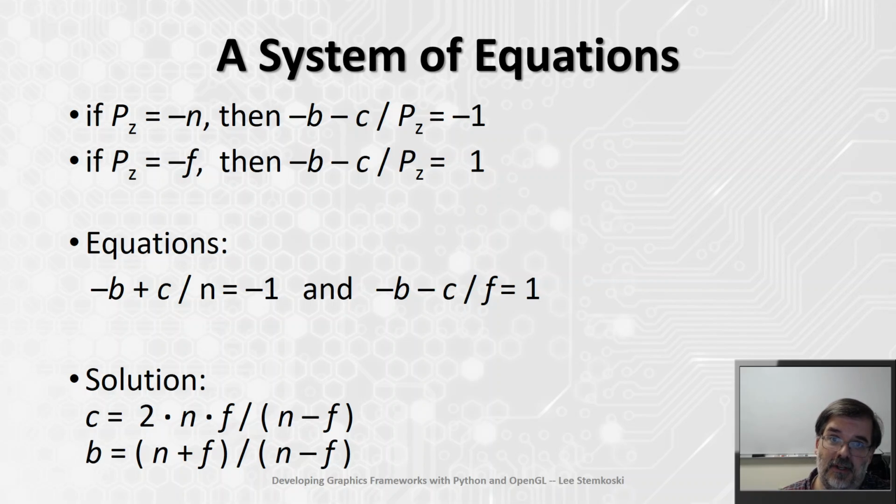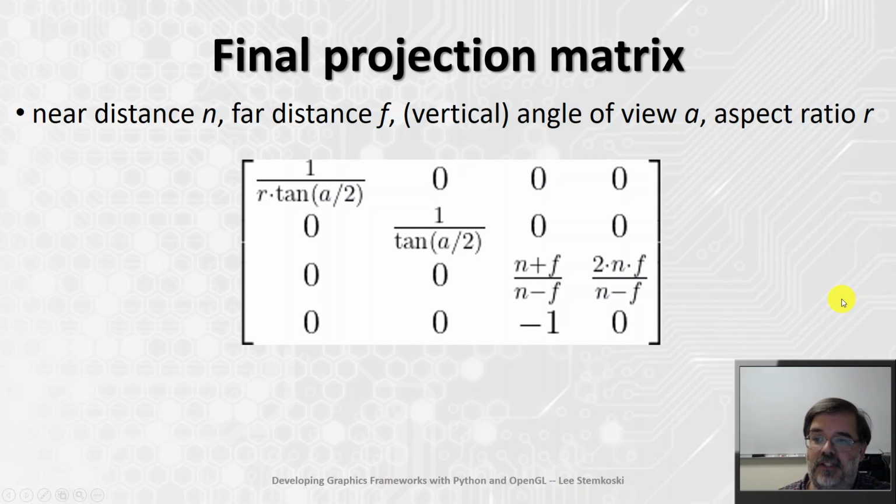So, to sum it all up, this is what the projection matrix looks like. If you have a frustum, which is defined by these 4 parameters, a near distance n, a far distance f, a vertical angle of view A, and an aspect ratio R. And you're working with homogeneous coordinates, so this is a 4x4 matrix. Right? But this matrix, combined with the perspective division, which happens automatically, is going to allow you to create a perspective viewing effect.